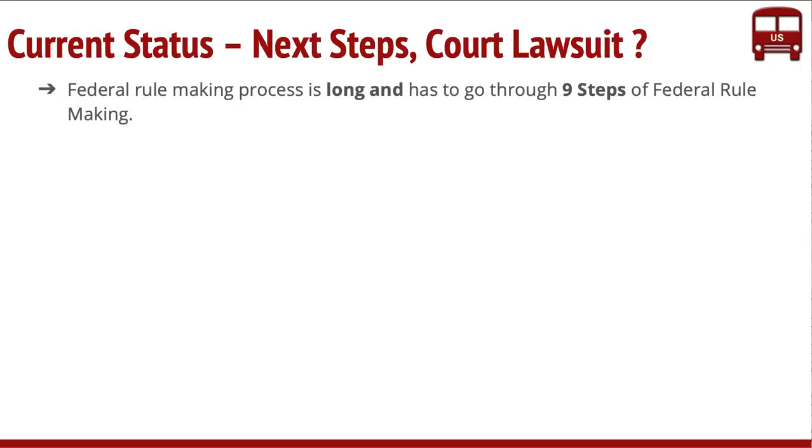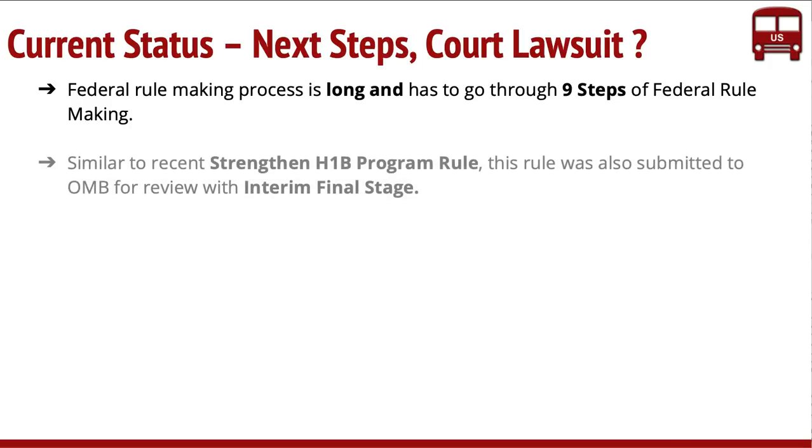Now, what is the current status? The federal rulemaking process is really long, and in general it has to go through 9 steps. It can take a year or more. But recently, the Trump administration also put in something called Strengthen H1B program. This was submitted at the interim final stage.